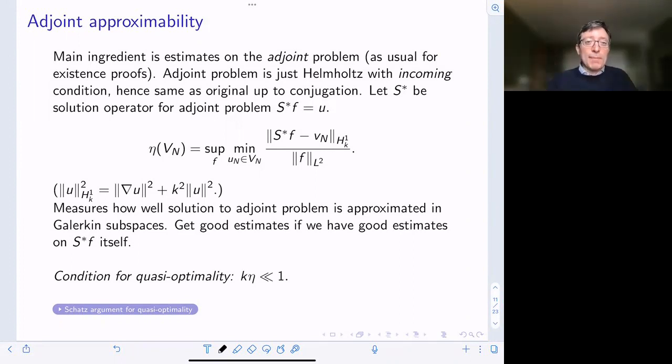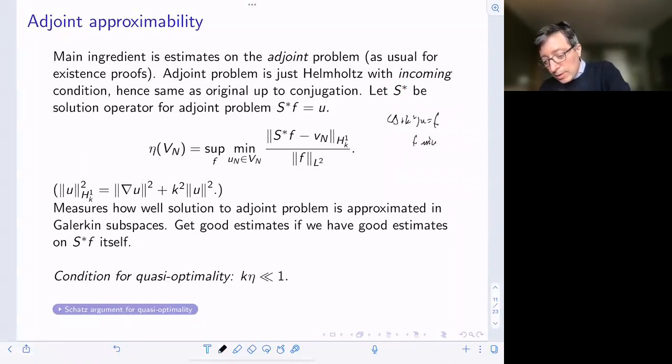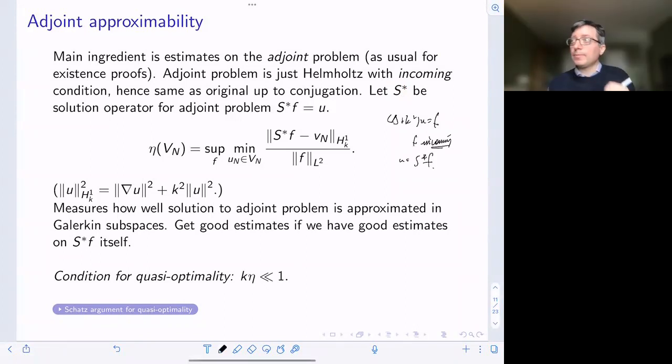So up to a complex conjugate, it's the same as the original problem. I'm not going to make too much of that distinction, but technically it's the adjoint problem. Let me let S star be the solution operator to the adjoint problem. So S star solves Laplacian plus k squared u equals f, with u incoming, so it satisfies the incoming Sommerfeld radiation condition. We say u is S star of f.